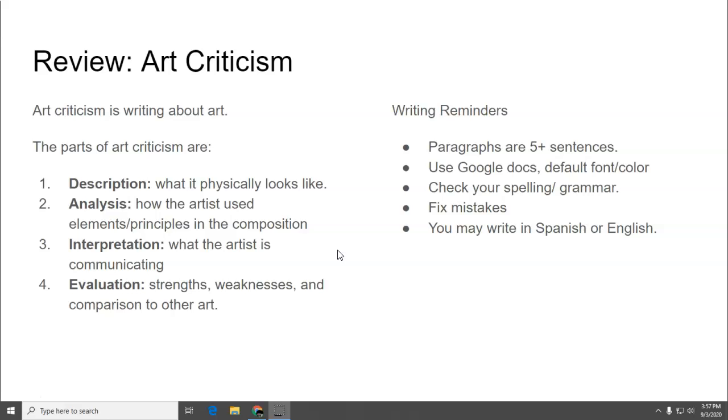A few reminders for writing, though you did very well last time. Paragraphs are 5 or more sentences. Use Google Docs, just use the default font and color. Check your spelling and grammar. That means if your word shows up with a little wiggle under it, something's wrong. Fix mistakes. And as always, you can write in Spanish or English, the language of your preference.